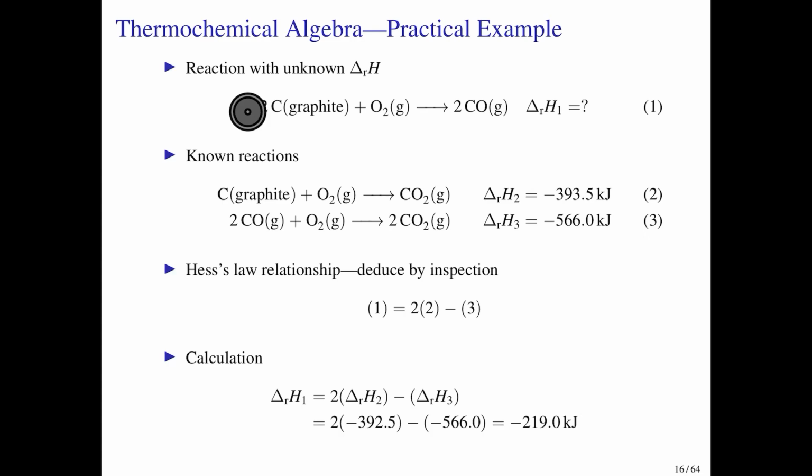Then, to get the delta H value, you do the exact same operations, but on these delta H's. So the delta H for reaction 1 will be 2 times the delta H for reaction 2 minus the delta H for reaction 3. You plug in the numbers, and it gives you the value of the delta H that you want. Okay, so this is an example of how you can use Hess's law to solve a problem.